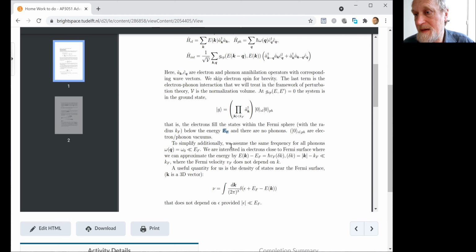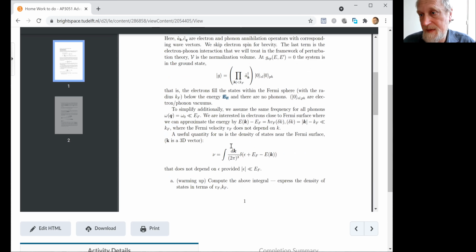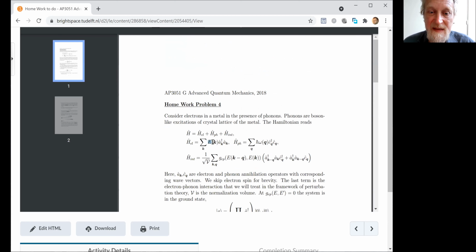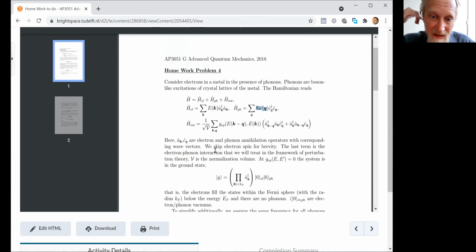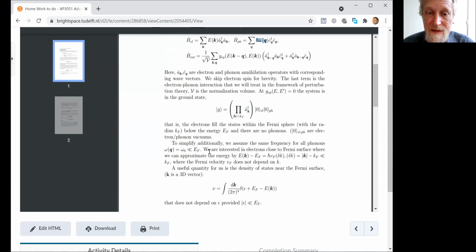We will compute the energy correction to this ground state owing to interaction with phonons. Good. At this point we didn't specify what these functions are, and now we come to gross simplifications, because for all these problems we always try to make the algebraic, calculation part as simple as possible. So we assume that all phonons have the same frequency.